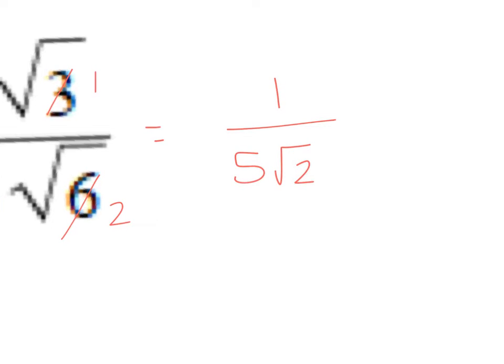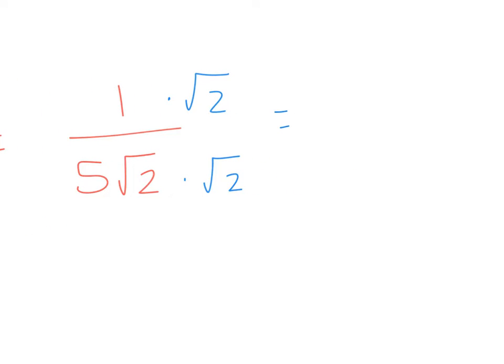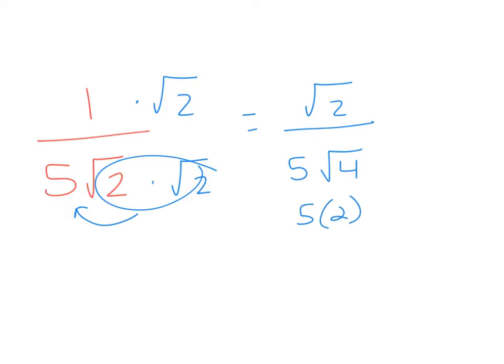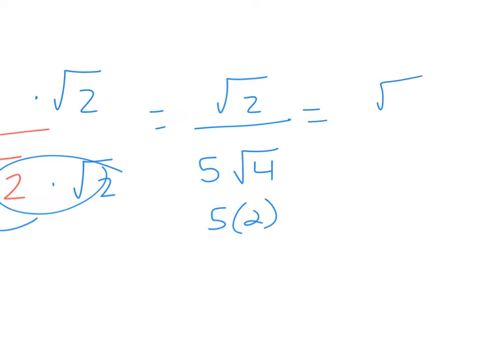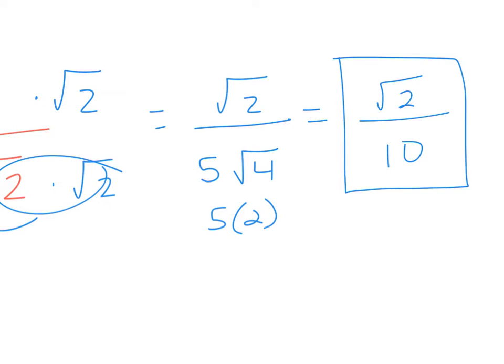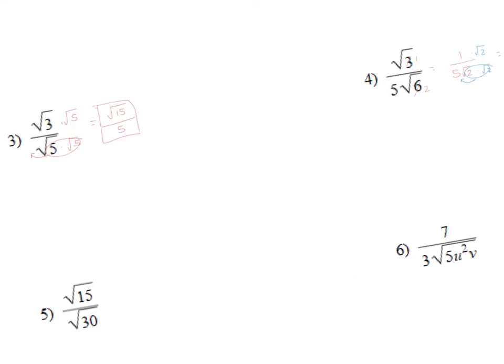Now I can't have that square root of 2 on bottom, so I'm going to go ahead and multiply by square root of 2 on top and bottom. So I've got the square root of 2 over, technically it's 5 times the square root of 4, or you could just say it's 5 times 2, right? Because these are going to pair up and move out. And so I'm going to have the square root of 2 on top and then a 10 on bottom. Now, the 2 is on the inside, the 10 is on the outside, so you can't reduce those.